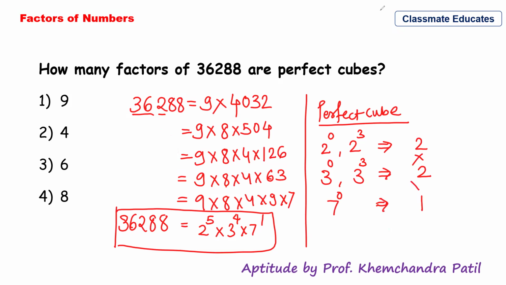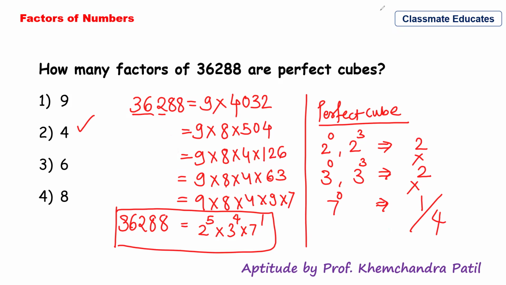So if you take the multiplication of this, what is it? 4. So there are 4 powers.